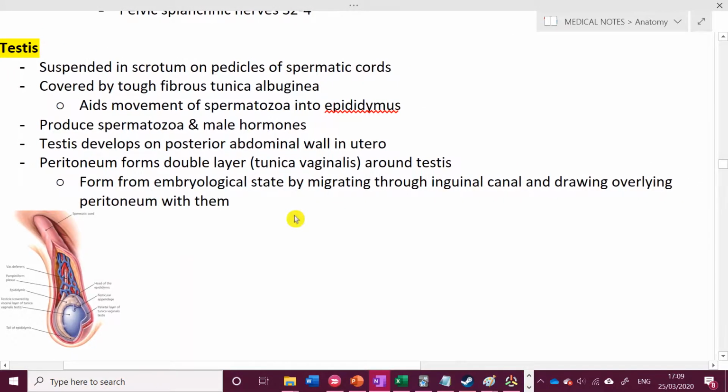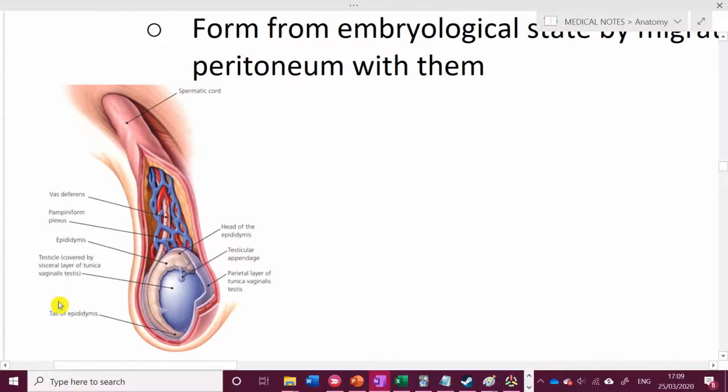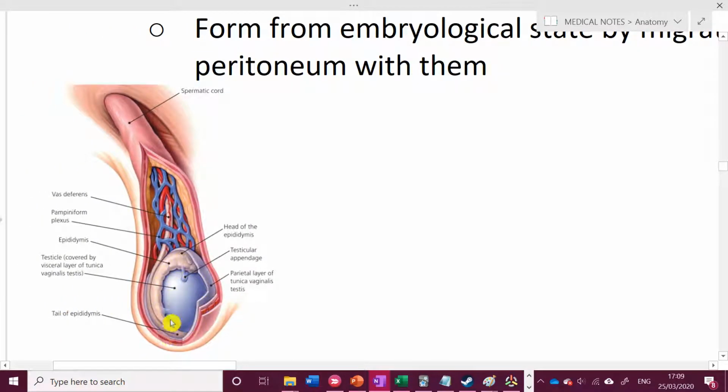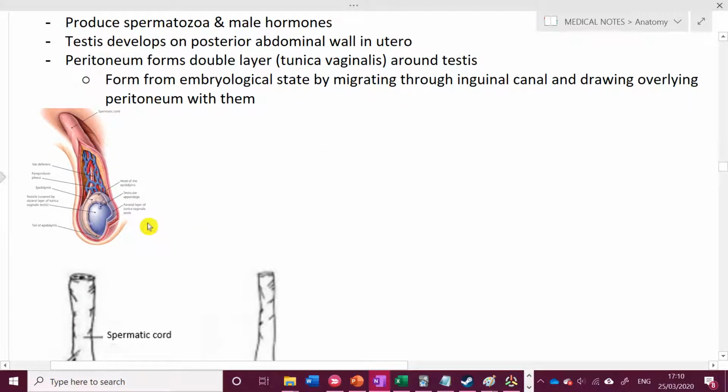Now, the next organ is the testis, suspended in the scrotum on the pedicles of the spermatic cord. So this is the spermatic cord, and the testis is inside in the scrotum. It's covered by a tough fibrous tunica albuginea, so it's meant to be covered by a very tough fibrous layer. It's formed in the embryological state by migrating through the inguinal canal. So the spermatic cord is one of the structures inside the inguinal canal. And in the embryo, it migrates through the inguinal canal, drawing the overlying peritoneum with it, forming this sac.